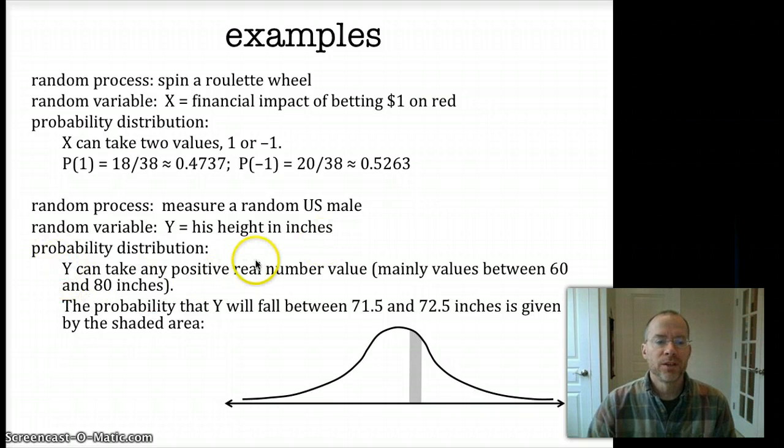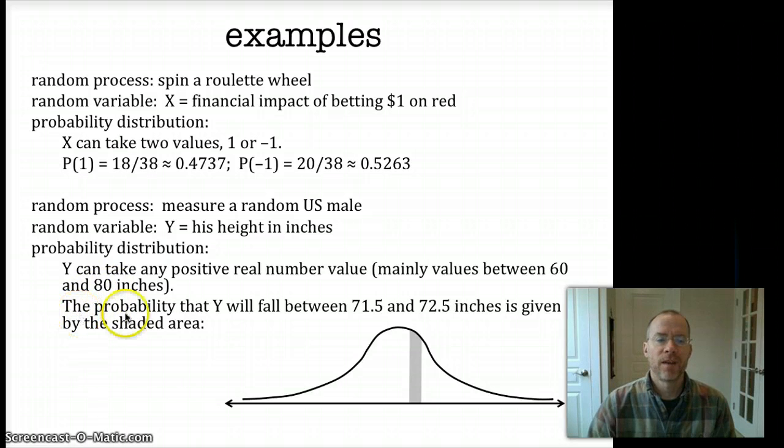Here's the probability distribution. What values can y take? Well, in theory, any positive real number could be a height. Mainly for men, it's going to be between 60 and 80 inches or so, but maybe some extremely short or extremely tall individuals will be outside of that range. So basically positive real numbers.